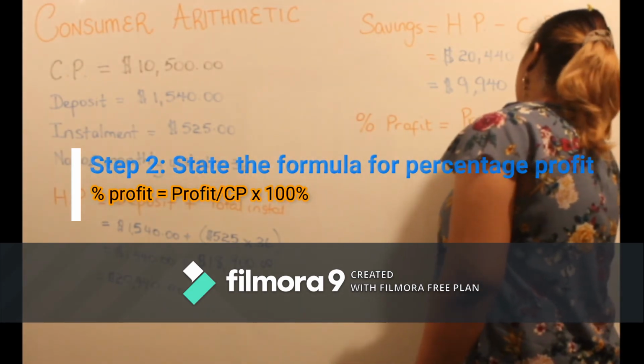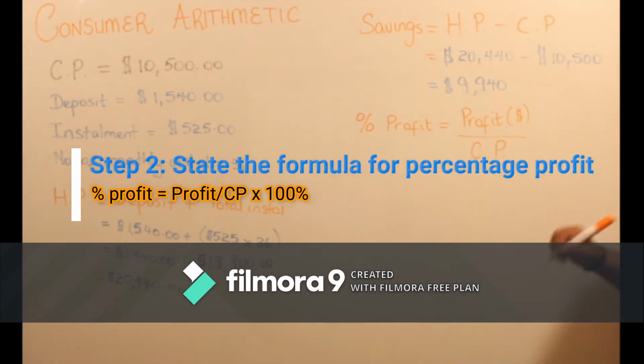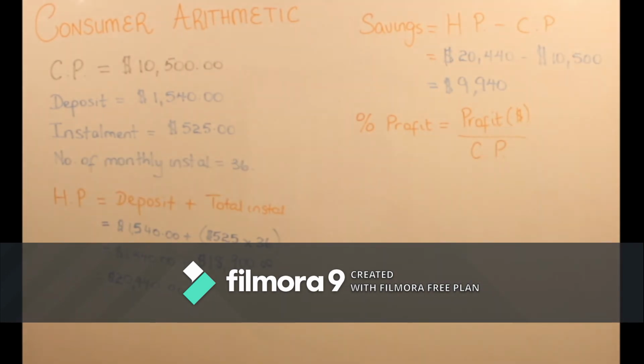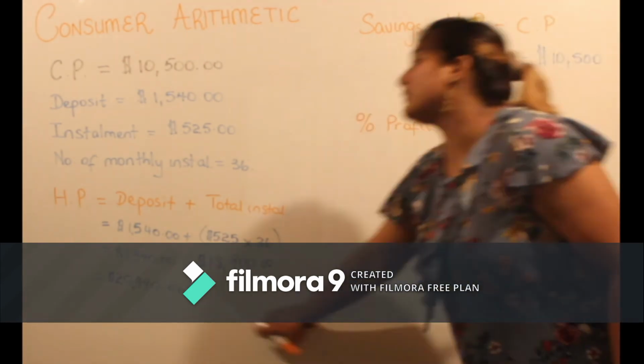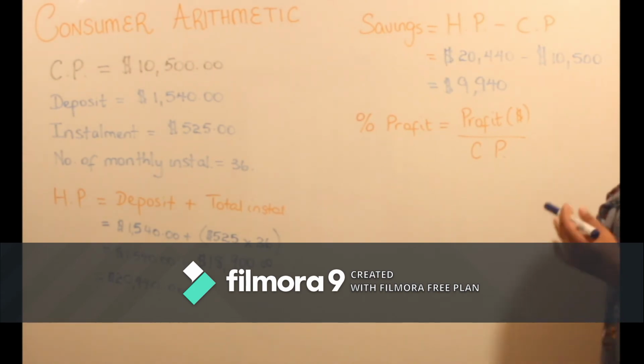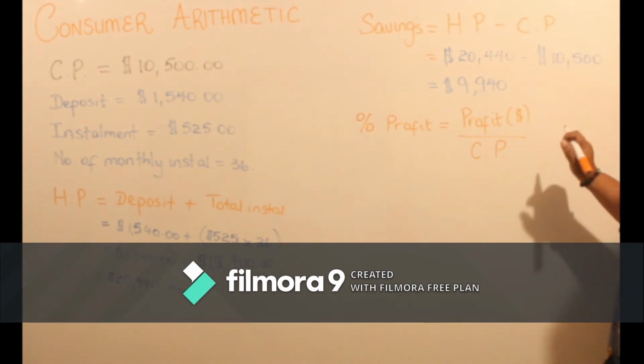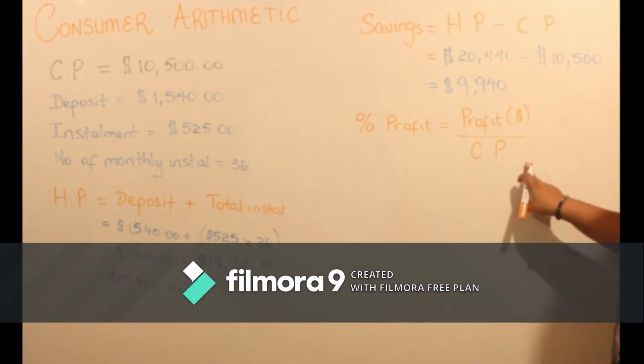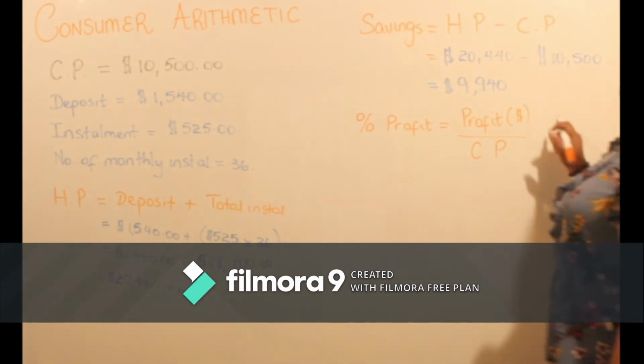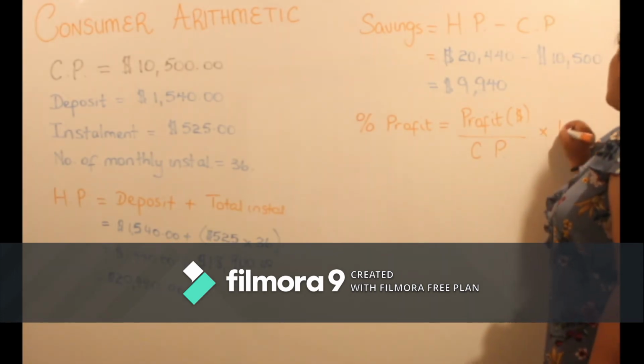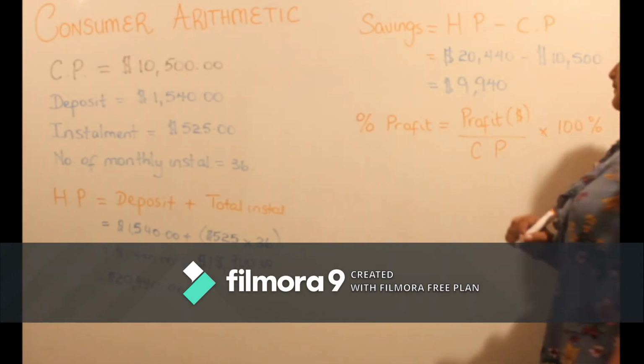Why are we going to use the cash price and not the hire purchase price? Most people would think they're asking for percentage profit based on the hire purchase arrangement. However, you need to bear in mind that this is a higher purchase price, and the only way you can calculate profit or make a comparison of profit is by comparing it to your original cash price. That's the reason we calculate profit as a percentage of the cash price. So profit over cash price multiplied by 100% is how we calculate our percentage profit.